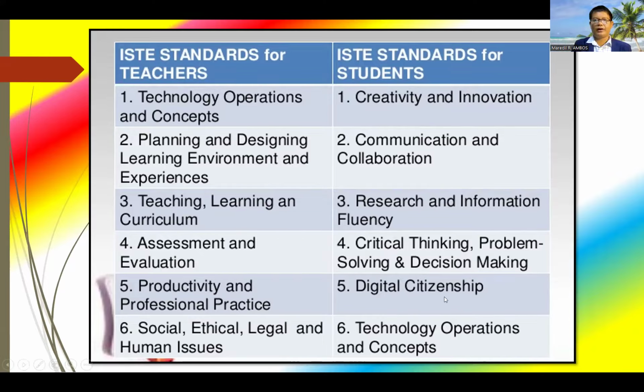For the ISTE standards for students, we have creativity and innovation, communication and collaboration. Number three is research and information fluency. Then number four, critical thinking, problem solving, and decision making. Number five is digital citizenship. And lastly, you have technology operations and concepts.